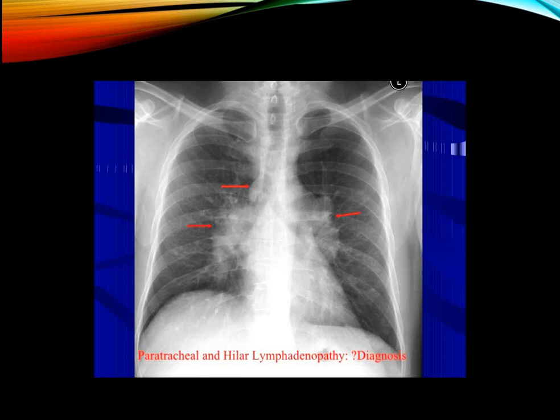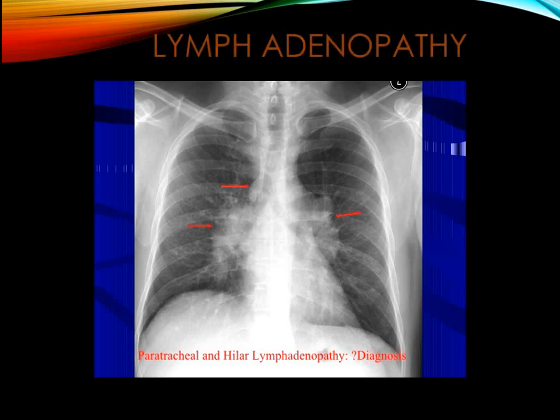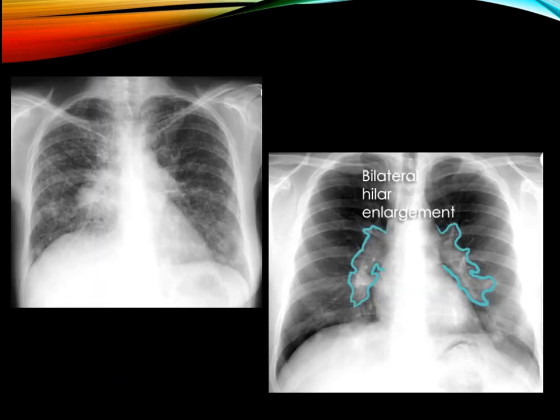Whether this hilar lymph node enlargement is associated with the diffuse lung disease or not, because both lymphoma and the sarcoid may be associated with the diffuse lung disease. These are other examples of the bilateral hilar lymph node enlargement. Some with diffuse lung pathology, other without diffuse lung pathology.